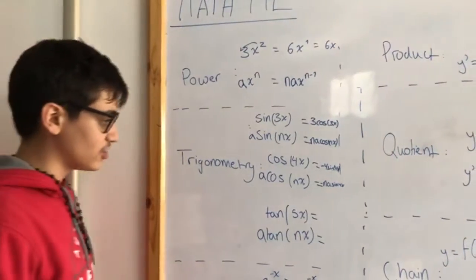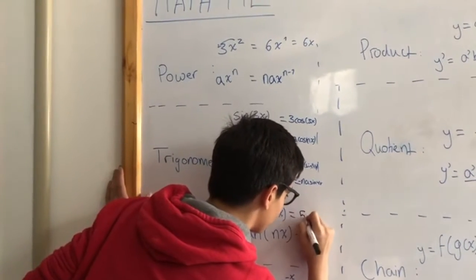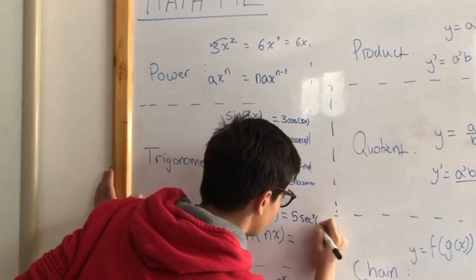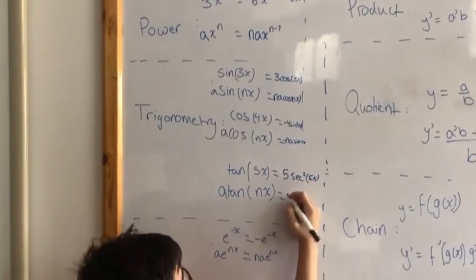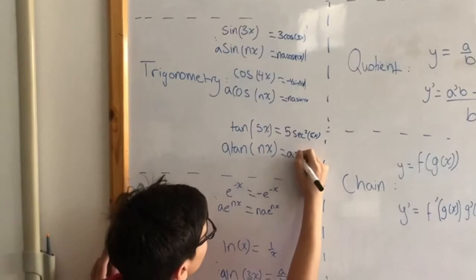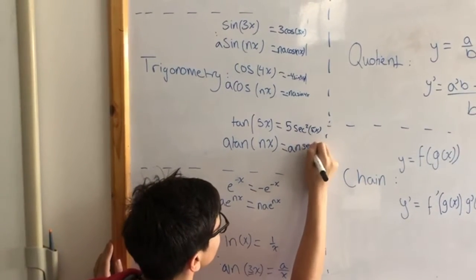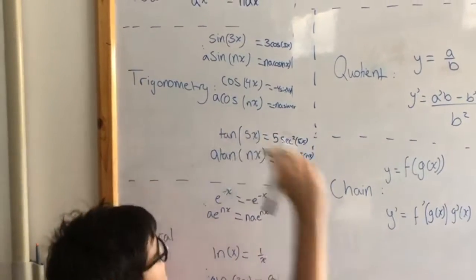And for the tangent function, what happens is it becomes a secant squared. So it'll become 5 secant squared of 5x. And similarly for any value, it becomes n a secant squared of nx.